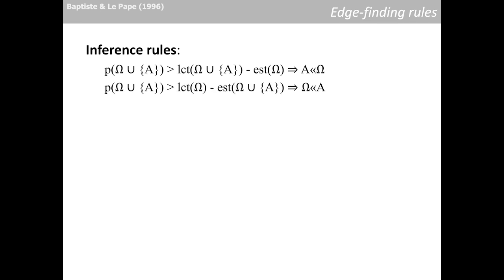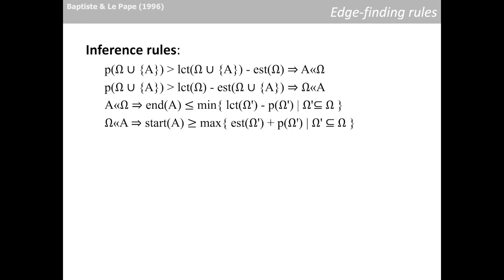We can design the same or a similar rule using that A must be after omega. And now when we know this information that A is before omega or after omega, we can shrink the time window for A in the following way. If A is before omega, we can take every subset of omega, omega prime, and we can calculate its latest start time, which is done by taking the latest completion time of omega prime minus the processing time for activities in omega prime. And we take the minimum of these because A must be before all of these omega. And similarly, if A is after omega.